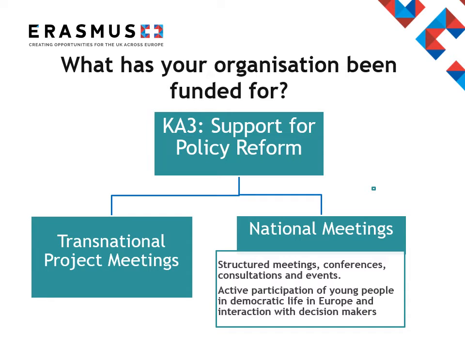Under KA3, there were two types of activity that you could have applied for. These being national meetings, which are normally held in the UK, and transnational project meetings that can be held outside of the UK and within the countries of the participating organisations. These meetings would normally be a seminar, national meetings, consultations of young people, and events that promote debate.